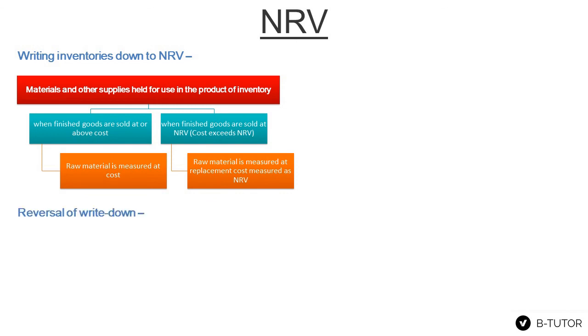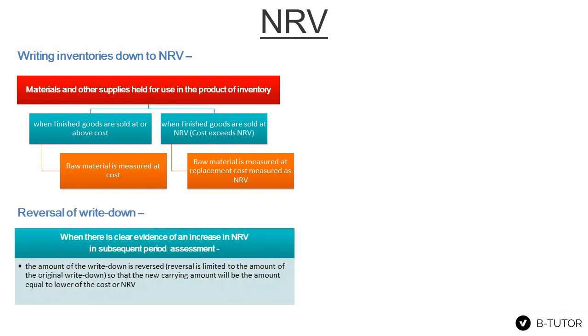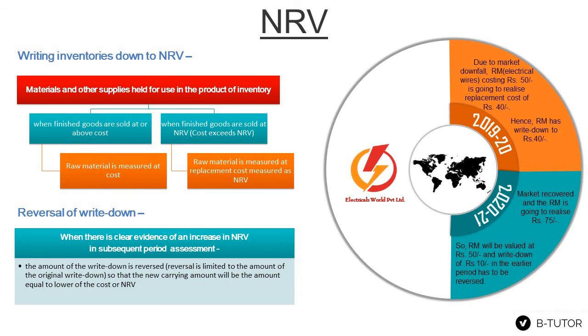Next, reversal of write down. When there is a clear evidence of an increase in net realizable value in subsequent period assessment, the amount of write down is reversed, but the reversal is limited to the amount of original write down, so that the new carrying amount will be the amount equal to lower of cost or NRV.